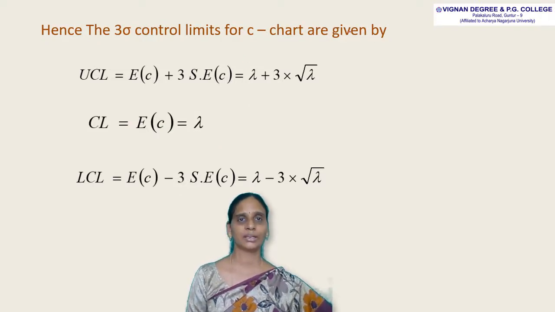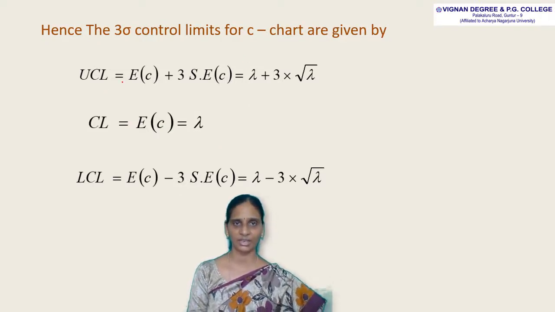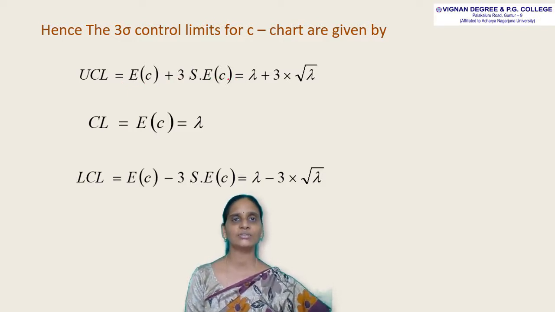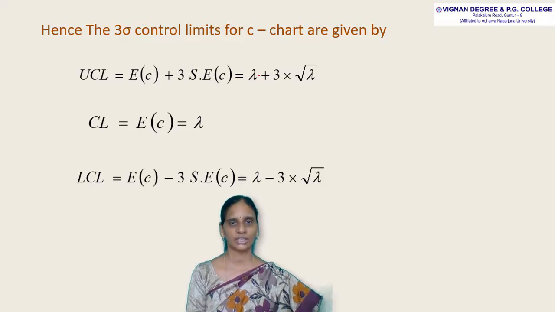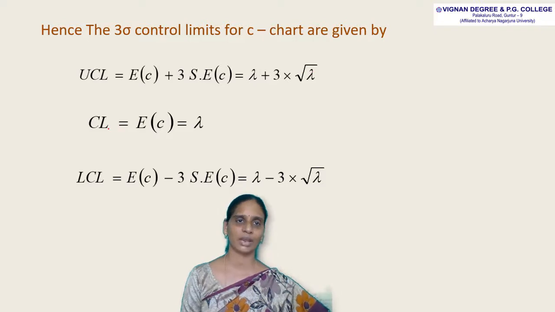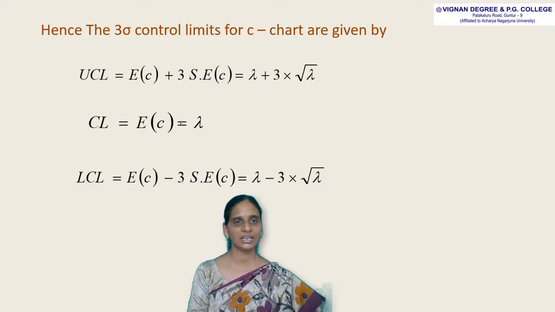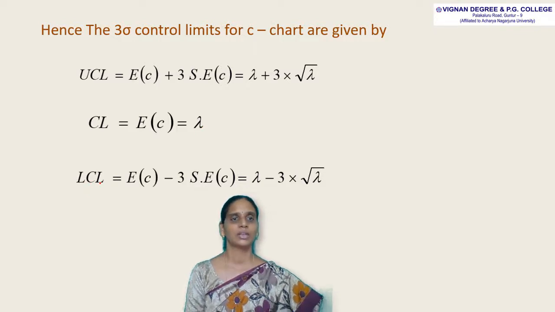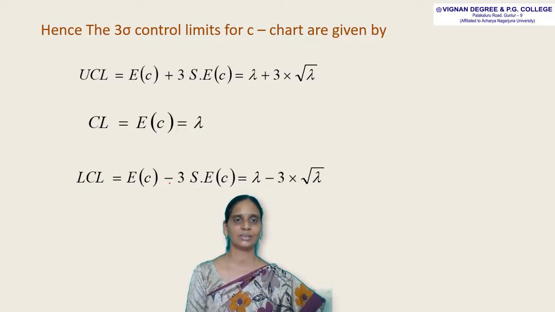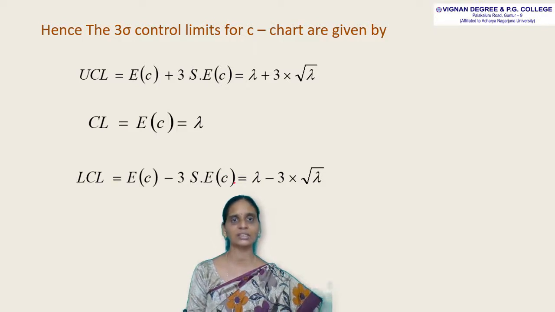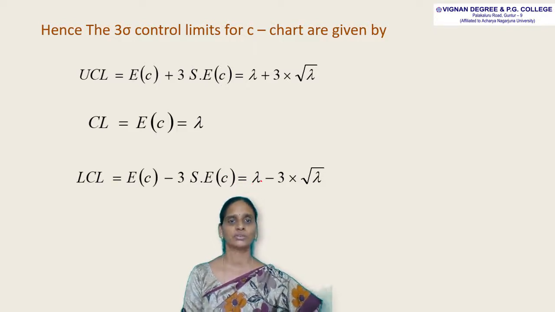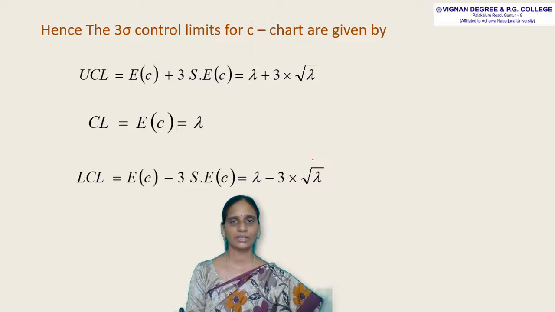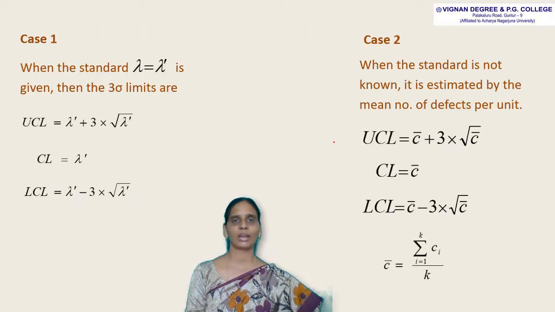Hence the 3 sigma control limits for C chart are given by UCL is equal to expectation of C plus 3 into standard error of C. So that is lambda plus 3 into square root of lambda. And the central line CL is equal to expectation of C, that is equal to lambda. The lower control limit LCL is equal to expectation of C minus 3 into standard error of C. So this is equal to lambda minus 3 into square root of lambda.